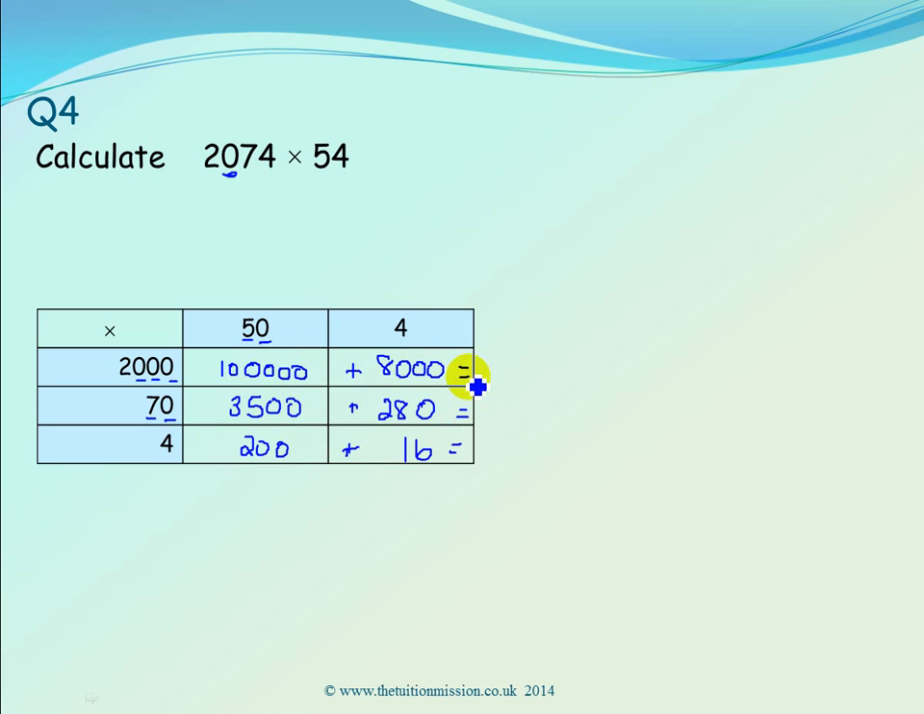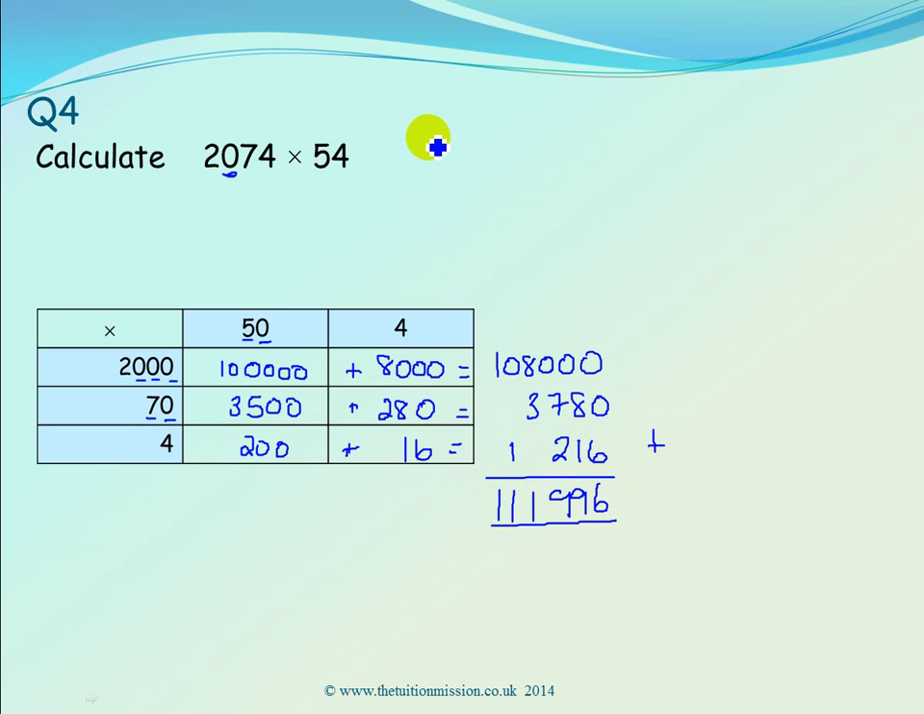And what have we got? We've got 100,000 and 8,000, so 108,000. We've got 3,500 plus 280, so we've got 3,780, and 200 adds 16 gives us 216. That gives us 6 units, 9 tens, 9 hundreds, 11 thousands, put the 1 down, carry the 1. No tens of thousands, but we did carry 1, so that gives us 1 there, and 100,000. So 111,996.